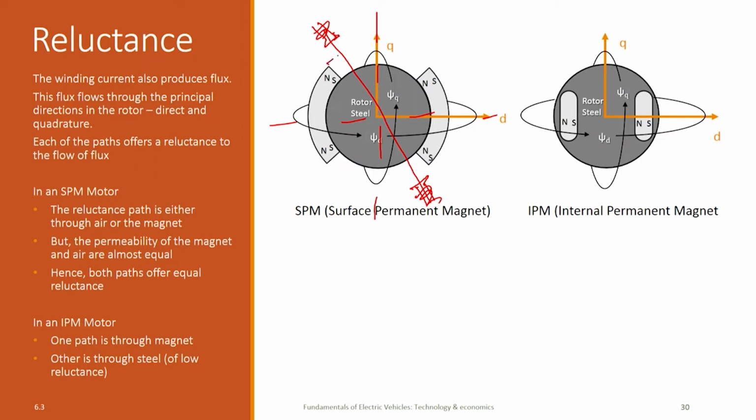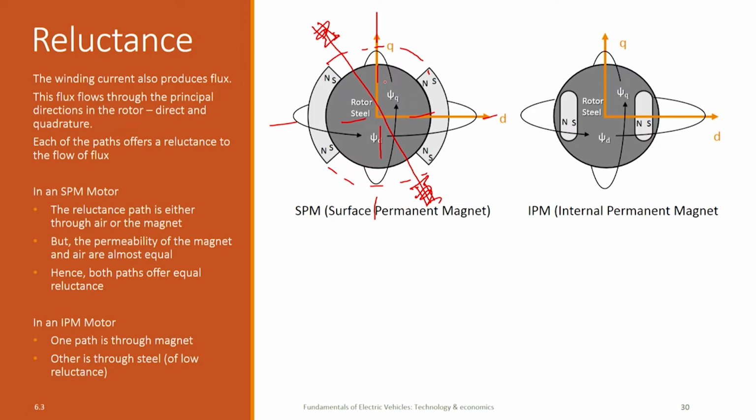So, here if you see, if I were to just complete this imaginary circle, the flux is passing through the air up to a certain thickness and then through the steel across the diameter and then again through air and coming out. So, the total reluctance is diameter of steel plus thickness of air path. If I look at the q direction, it is passing through one magnet and then through the diameter of the steel and then through another magnet. So, the total reluctance is the reluctance offered by the diameter of the steel plus 2 times the thickness of the magnet.